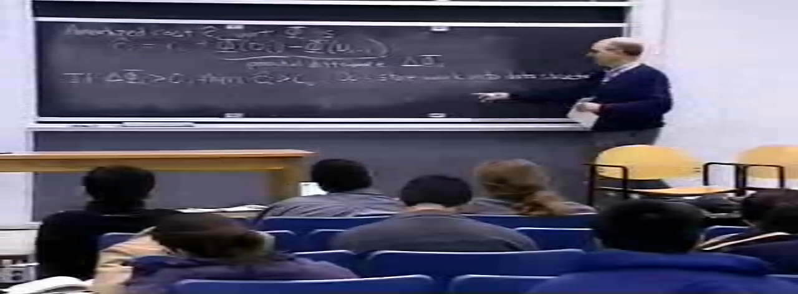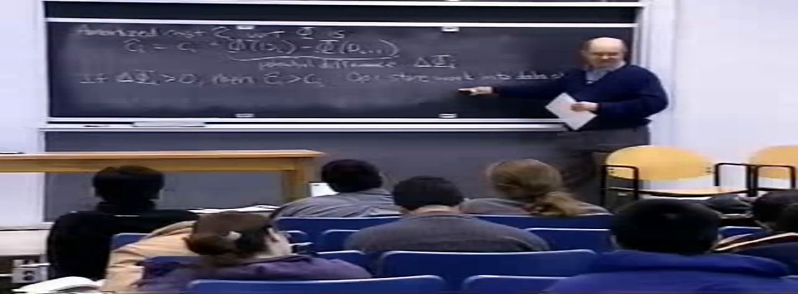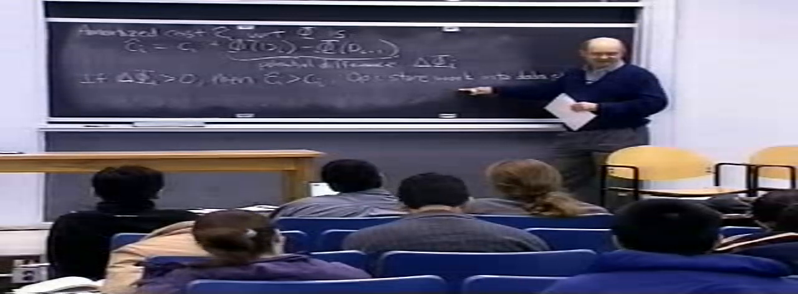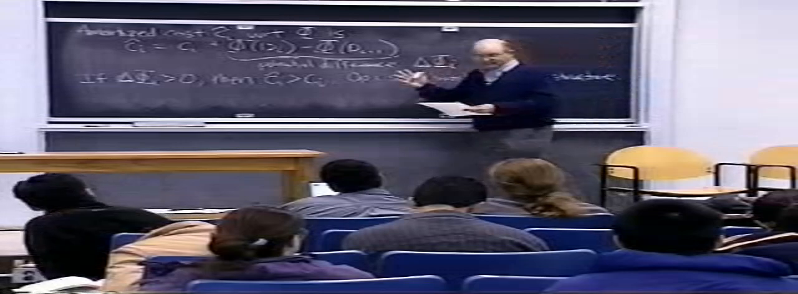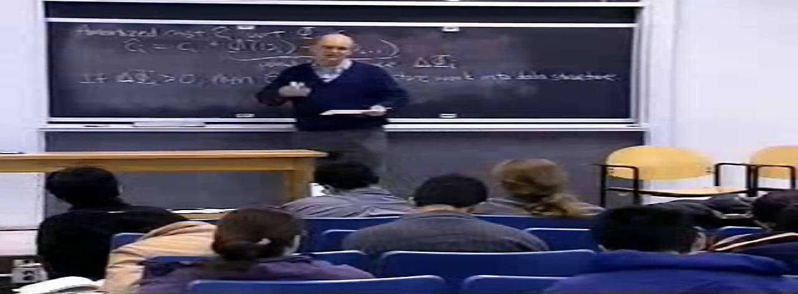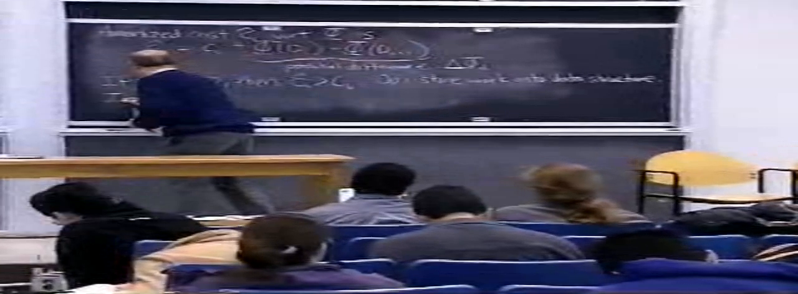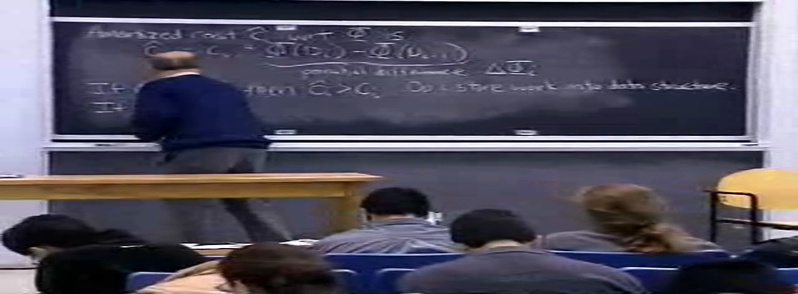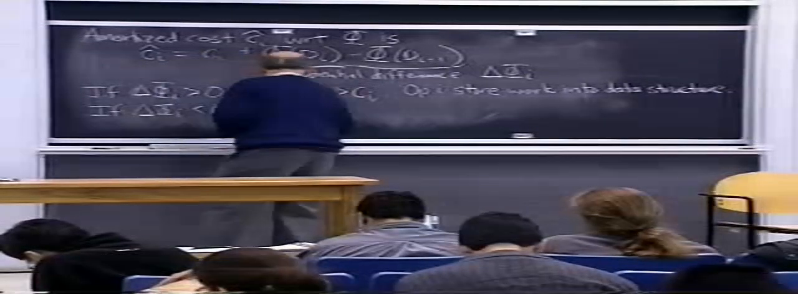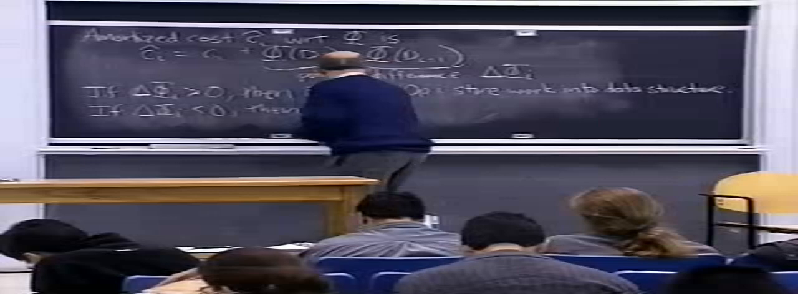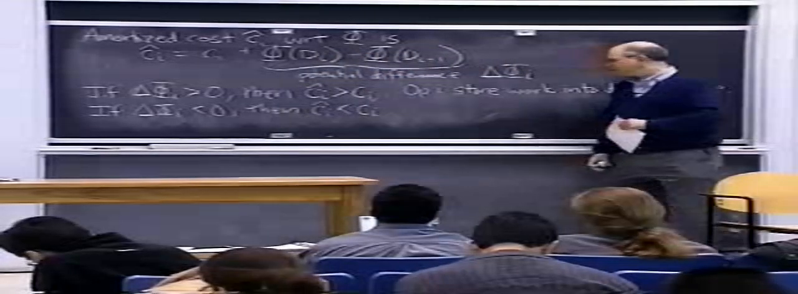Well, in this case, if it's equal to, then it's not storing anything in. It stores 0 in. But if it's greater than, then it's storing work. Now let's take a look if it's less than. And I'll let you figure out what happens if it's equal. So if it's less than, then obviously ci hat is less than ci. And so what's happening here?